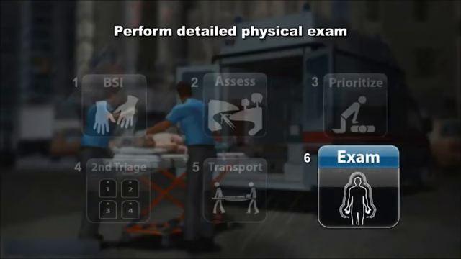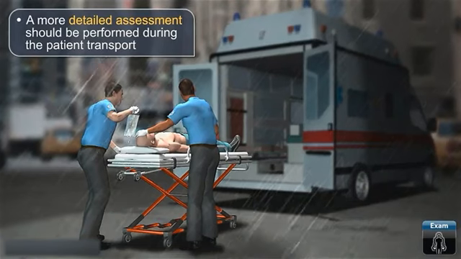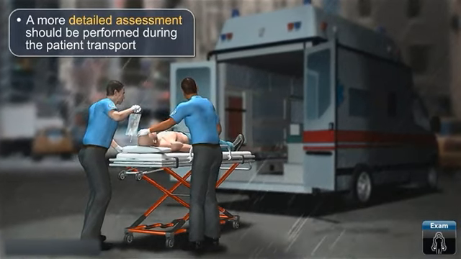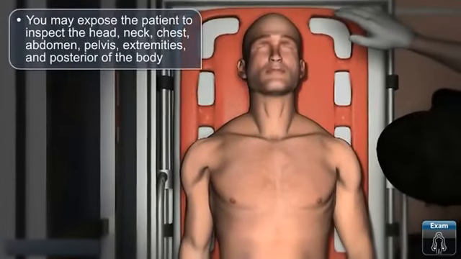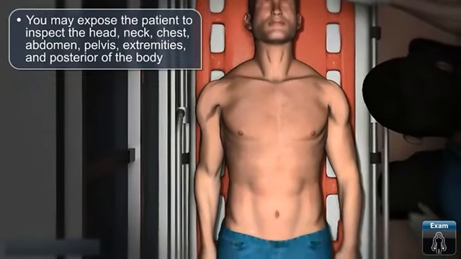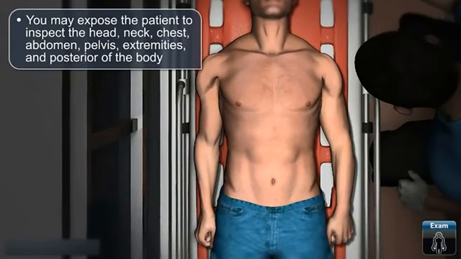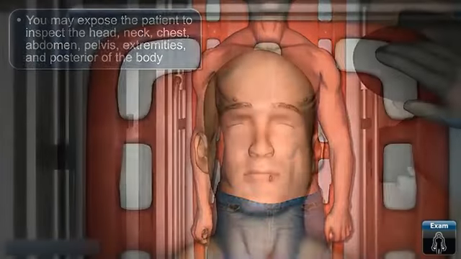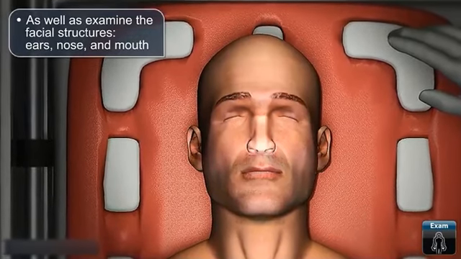Perform a detailed physical exam. A more detailed assessment should be performed during the patient transport. The purpose of this assessment is to gather more information on the patient's condition and injuries. You may expose the patient to inspect the head, neck, chest, abdomen, pelvis, extremities, and posterior of the body, as well as examine the facial structures, ears, nose, and mouth.